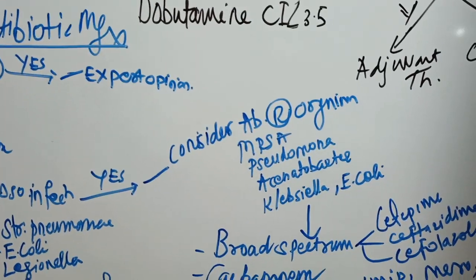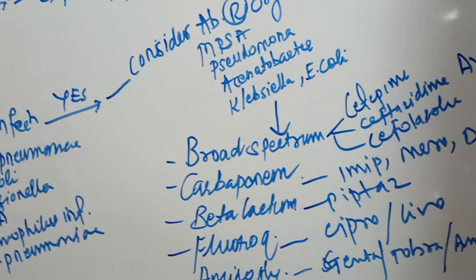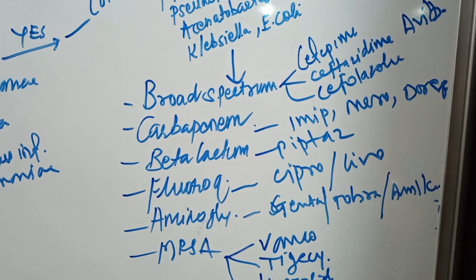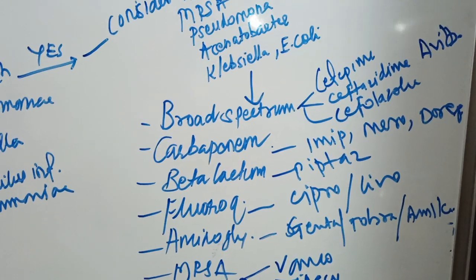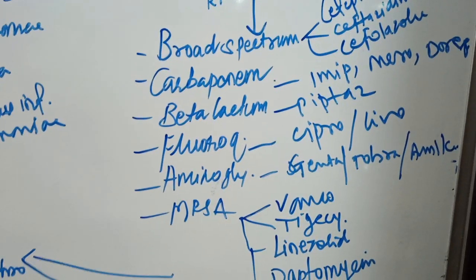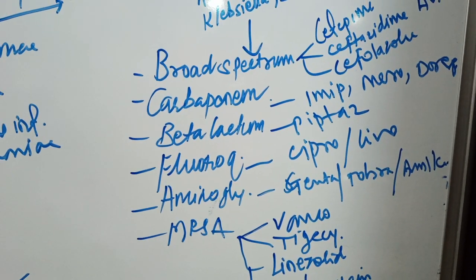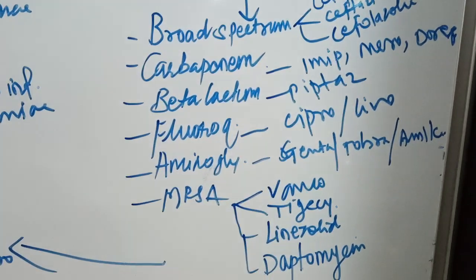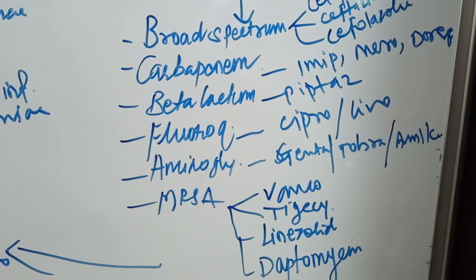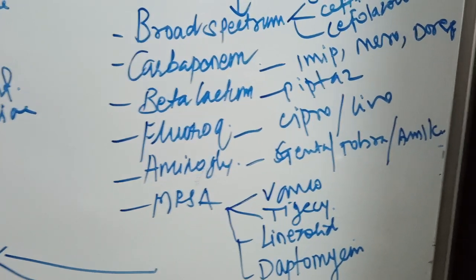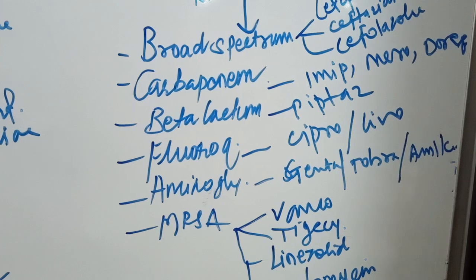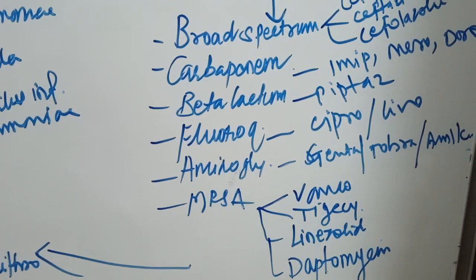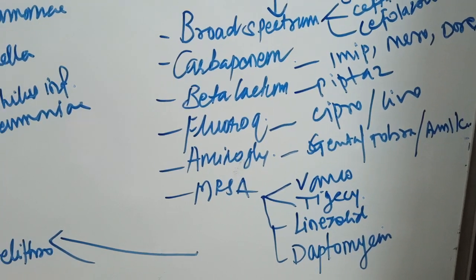If organisms are resistant, we mostly use broad spectrum antibiotics, which include cefepime, ceftazidime-avibactam, cefoperazone-sulbactam, carbapenems like imipenem, meropenem, doripenem, beta-lactams like piperacillin-tazobactam, fluoroquinolones like ciprofloxacin, levofloxacin, aminoglycosides like gentamicin, tobramycin, amikacin. Gentamicin is not used nowadays; commonly used is amikacin. If MRSA is found, we use vancomycin, tigecycline, linezolid, or daptomycin.